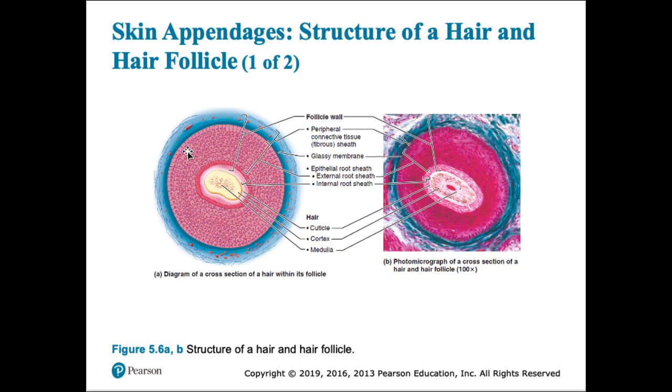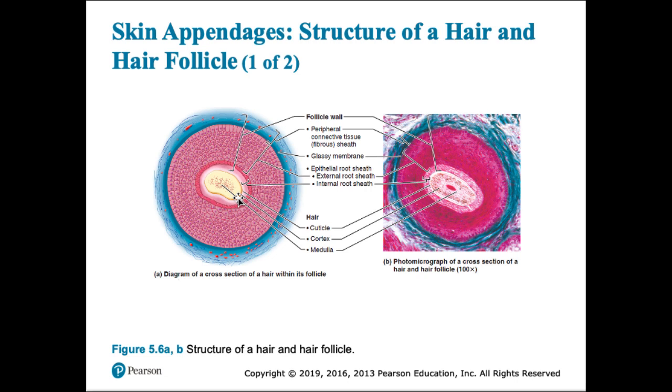This is the structure of the hair follicle. This is a cross-section, sort of a cartoon image of the cross-section, and here it is under a photomicrograph. And so you can see that there's this follicle wall. You have some peripheral connective tissue, this little glassy membrane that's around it, and then you have this epithelial root sheath, the external root sheath that goes around it, and the internal root sheath with the cuticle located there.